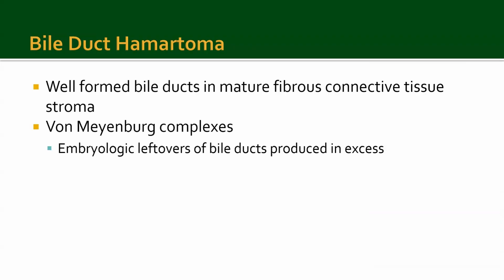For other benign lesions, bile duct hamartomas are well-formed bile ducts in mature fibrous connective tissue stroma. On H&E, these can be seen as von Meyenburg complexes, which are embryologic leftovers of bile duct produced in excess. But this typically isn't something you would see on cytology, but I just wanted to highlight it just in case.